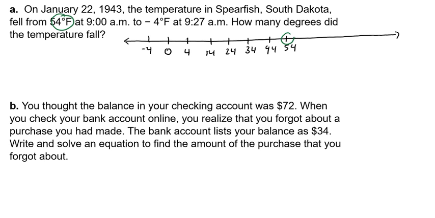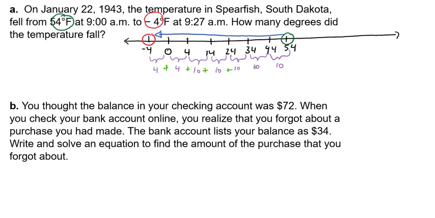So this is where we're going to start. And we're going to end at negative 4. So that's where we're going to end. So we're going from 54 all the way back here to negative 4. And so we know that this is 10, and this is 10, and this is 10, and this is 10, and this is 10, and this is 4, and this is 4. And so what we could do here is we could then add those all up to get our answer, which is 58 degrees.